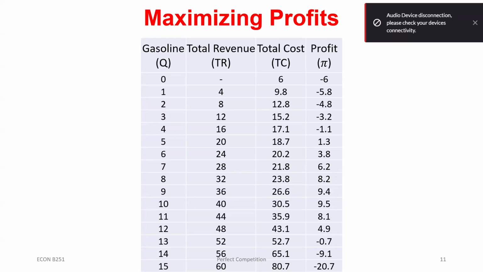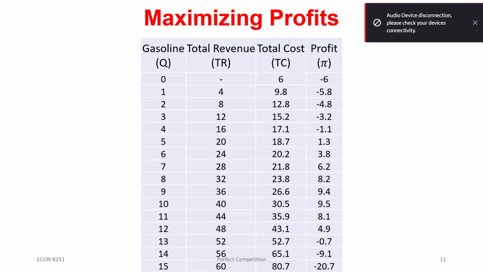Well, here, what are my changes in quantity always? Kept it nice and easy at 1. All right. So if I were going, say, from a quantity of 2 to 3, what's the change in my total revenue? Going from 8 to 12. So 4 divided by a change in quantity of 1, my marginal revenue is 4.